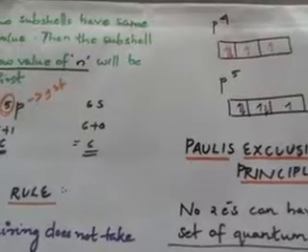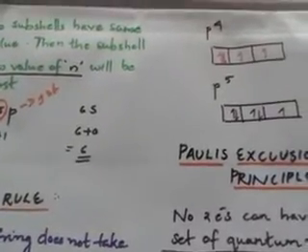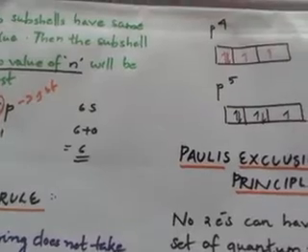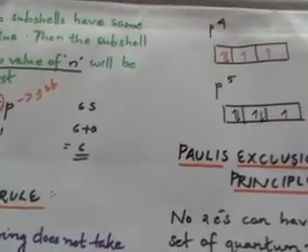This is what the 3 rules explain: the Aufbau principle, Hund's rule and Pauli's exclusion principle. I hope you all understand the 3 rules well.